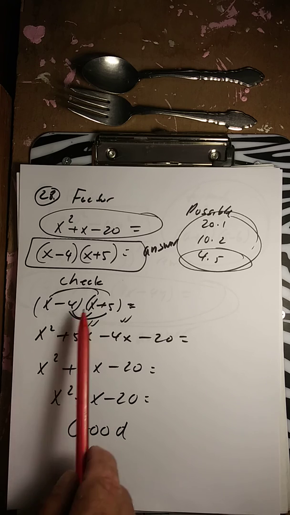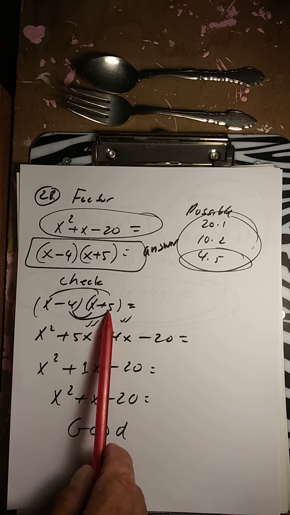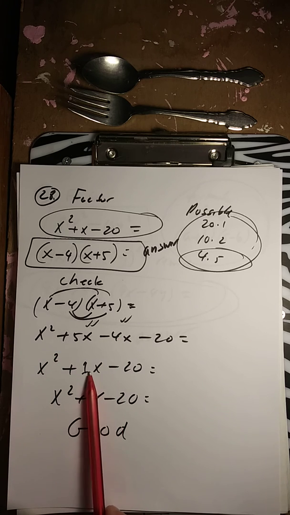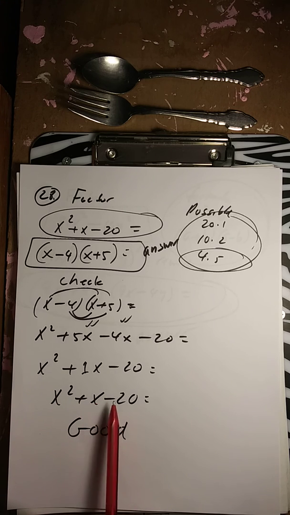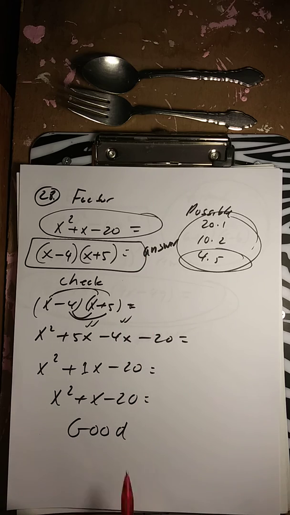Do it again. X times x is x squared. X times that, 5x. Negative 4x. Negative 20. So we have x squared. 5x minus 4x is 1x minus 20. So x squared plus x minus 20. You don't need the 1 there. That's the answer. Is that right? Does it match? Yeah, it's good.